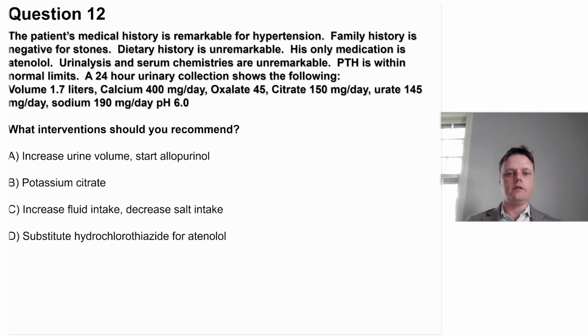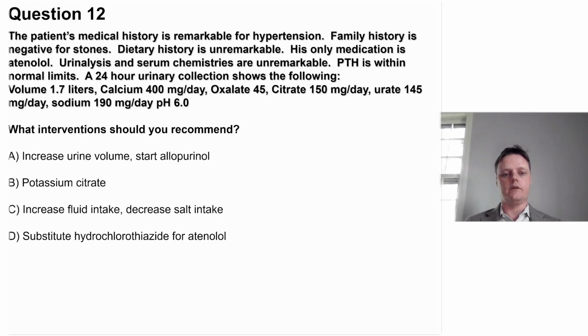A 24-hour urine collection shows the following: volume 1.7 liters, calcium 400 milligrams per day, oxalate 45, citrate 150, urate 145, sodium 190, and a pH of 6. Which interventions should you recommend?